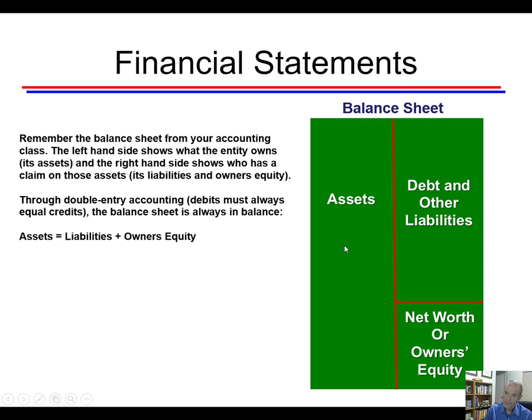Or you could buy the car with cash. If you do that, the asset car goes up, so you debit cars for $15,000, but then you credit cash. You reduce an asset, you credit cash for $15,000. Your assets don't increase. You replace cash with a car, but that was entirely on the left-hand side.